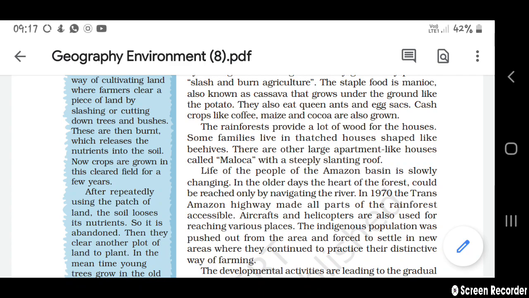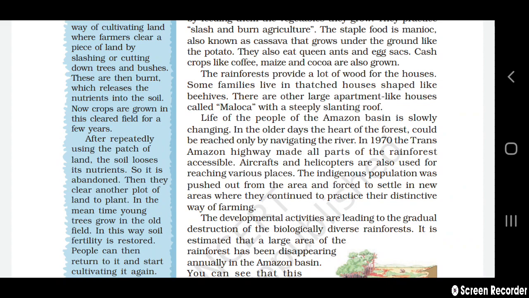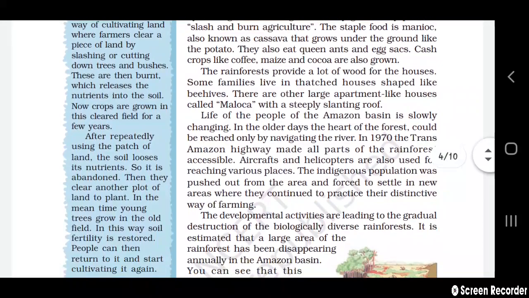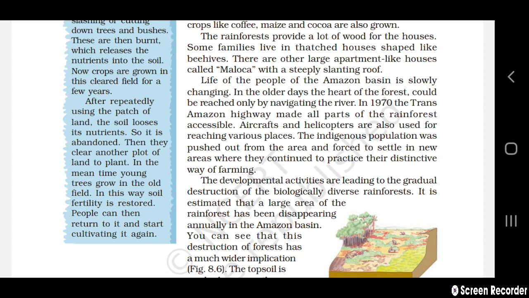food is manioc, also known as cassava, that grows under the ground like the potato. They also eat queen ants and egg sacs, and cash crops like coffee, maize, and cocoa are also grown by the people living there. So the rainforest provides a lot of food for them. Some families live in thatched houses, and others in large apartment-like houses called maloka, made with a steeply slanting roof.